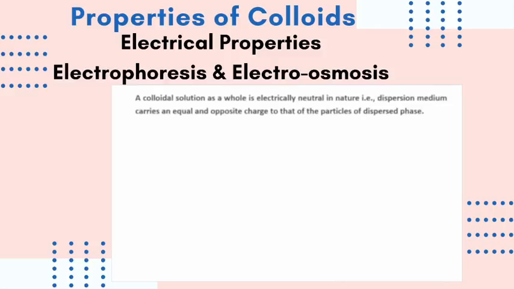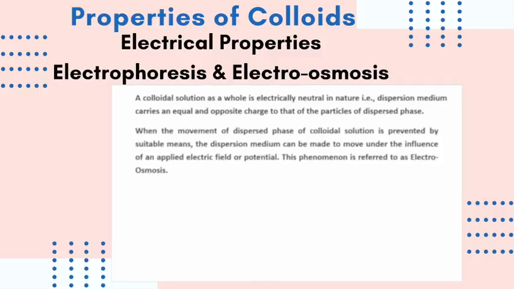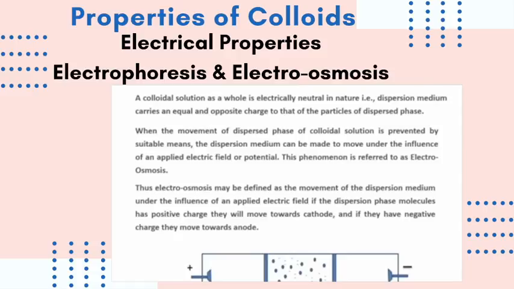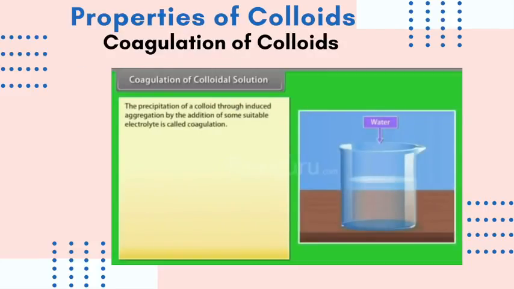A colloidal solution as a whole is electrically neutral in nature. For example, the dispersion medium carries an equal and opposite charge to that of particles of the dispersed phase. When the movement of dispersed phase of colloidal solution is prevented by suitable means, the dispersion medium can be made to move under the influence of an applied electric field of potential. This phenomenon is referred to as electro-osmosis. Thus, electro-osmosis may be defined as the movement of the dispersion medium under the influence of an electric field. If the dispersed phase has positive charge, it will move toward the cathode, and if negative charge, towards the anode.